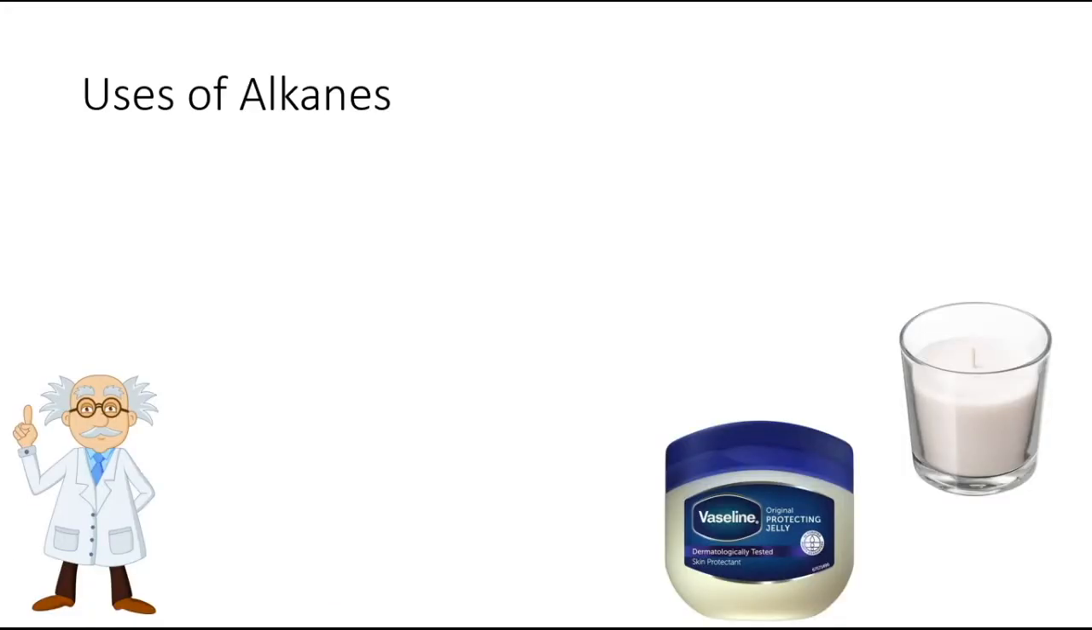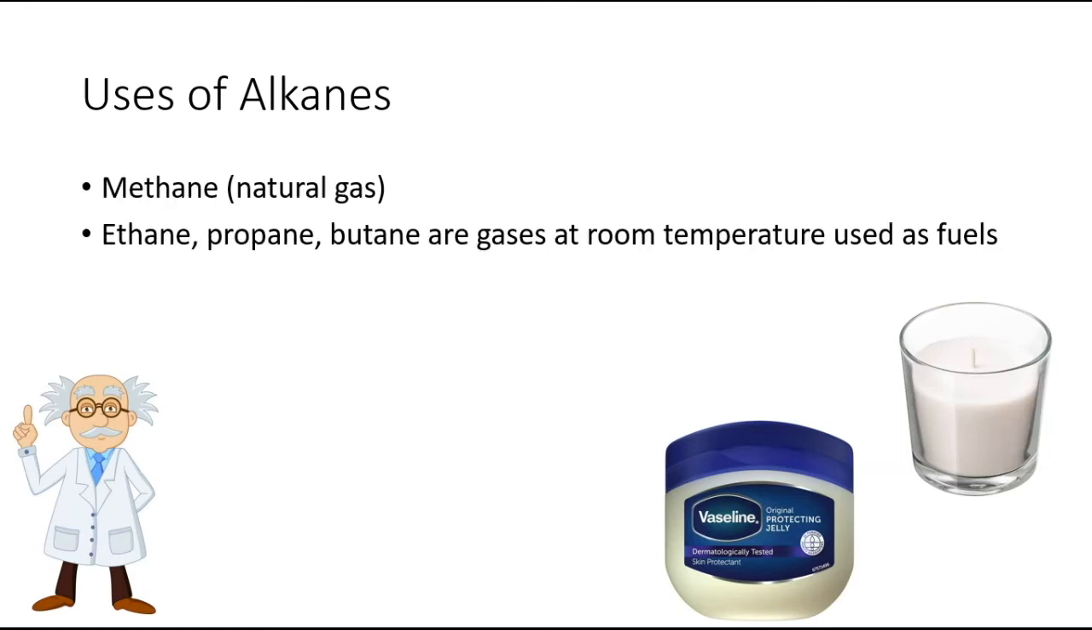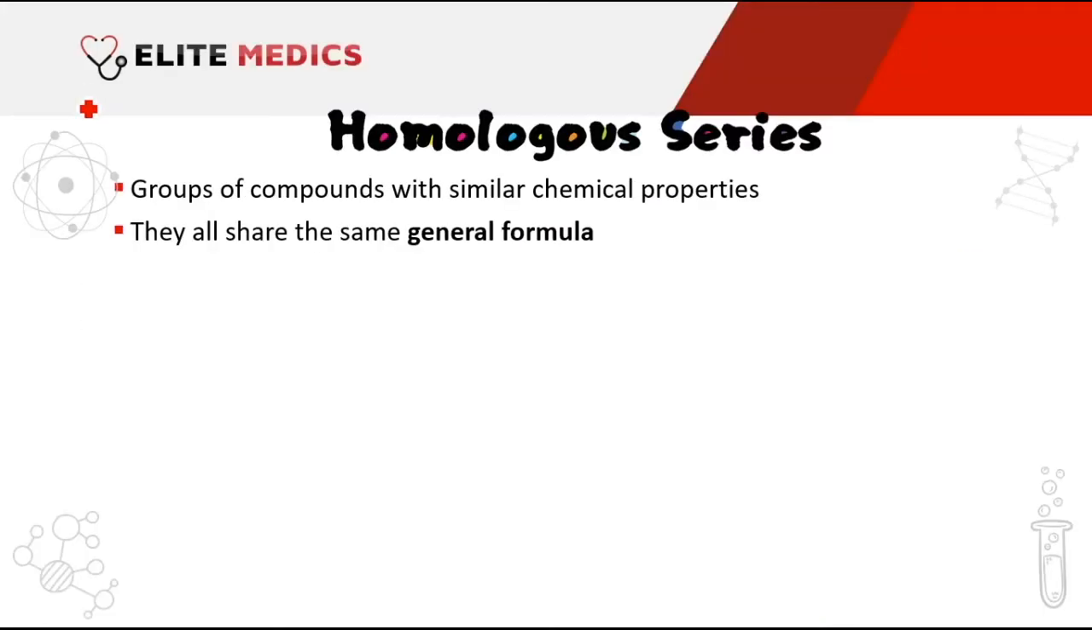Now, in terms of uses of alkanes, alkanes are again very, very versatile. You can use them as methane for natural gas. Ethane, propane, butane are gases at room temperature, and they're used as fuels. We've got things like Vaseline and wax candles as well.